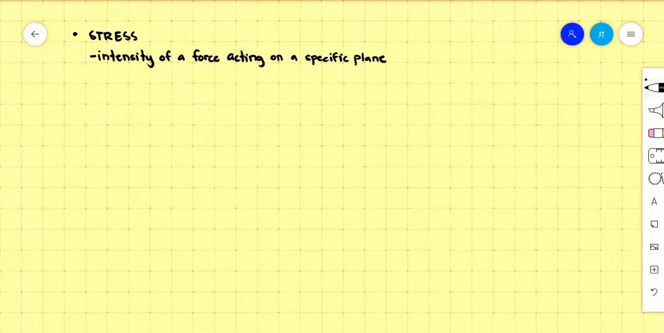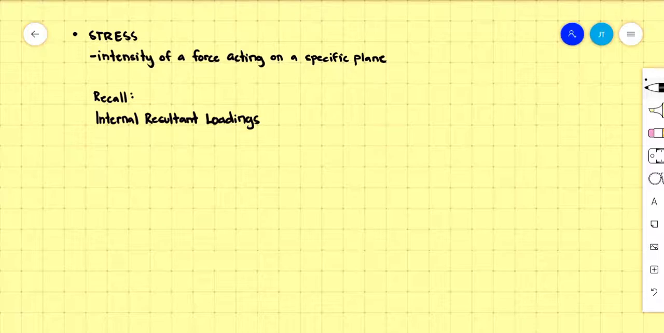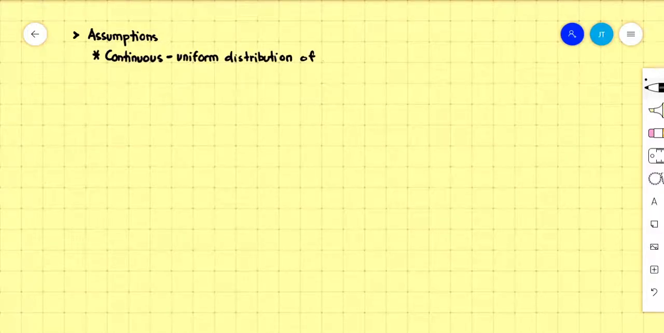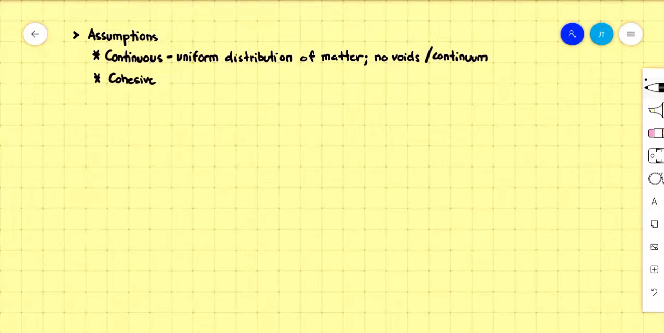This plane is obtained by sectioning a part of the body, which was shown in the topic of internal resultant loadings. As we make sections in the body, it is important to make assumptions regarding the properties of materials of the body. First, the body has to be continuous, which means there is a uniform distribution of matter throughout the body, having no voids, or in other words, continuum. Second, the body is assumed as cohesive, where all portions of the material are connected together without cracks or separation.